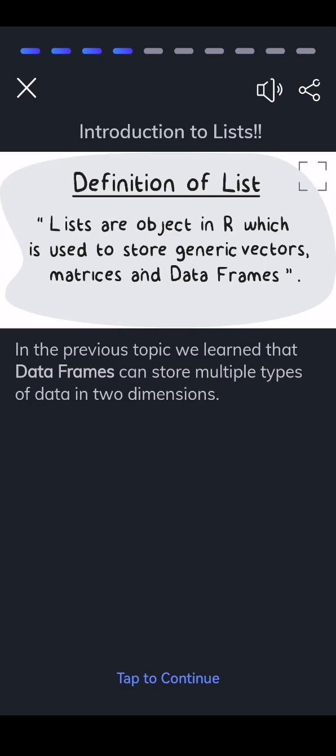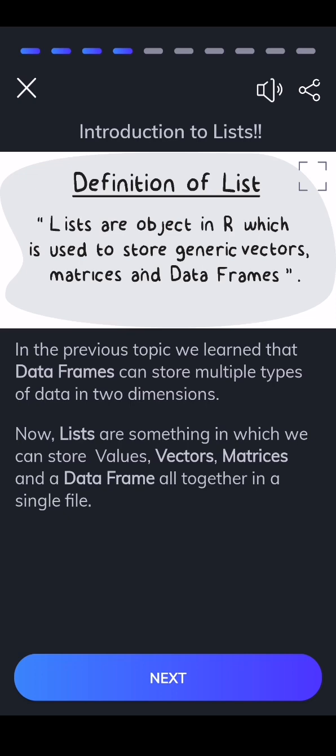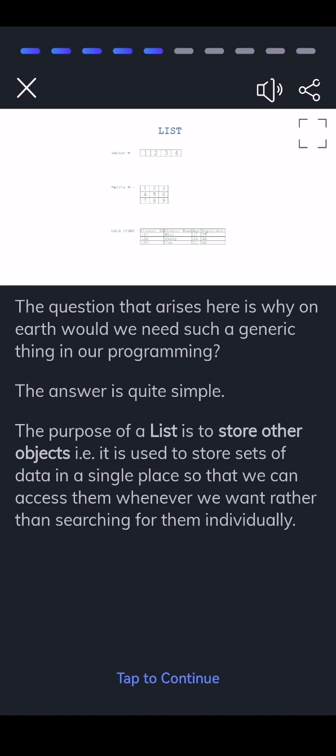In the previous topic we learned that data frames can store multiple types of data in 2 dimensions. Now, lists are something in which we can store values, vectors, matrices and a data frame all together in a single file. The question that arises here is why on earth would we need such a generic thing in our programming? The answer is quite simple. The purpose of a list is to store other objects, i.e. it is used to store sets of data in a single place so that we can access them whenever we want rather than searching for them individually.